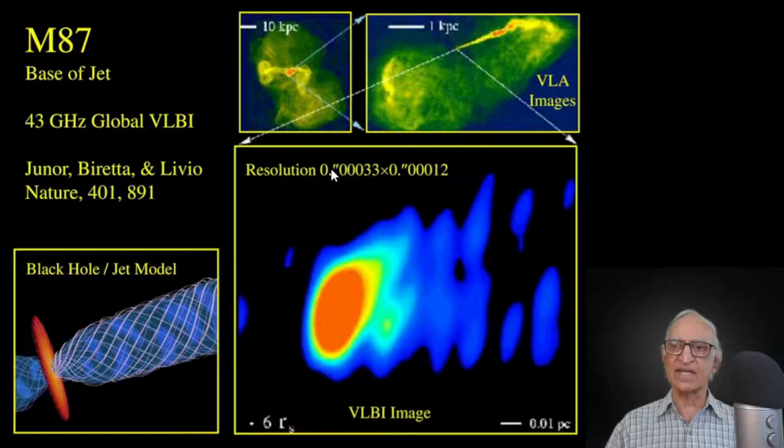0.0003 seconds of arc. So incredibly high angular resolution, and that scale is 0.01 parsec. So you see, there is the central object. The central object is still not resolved. You still don't have enough resolution, but the jet near the central object is beautifully resolved.